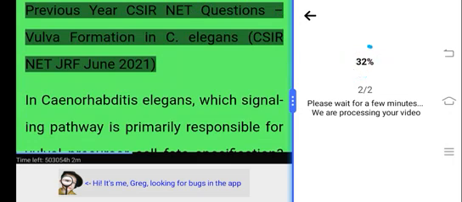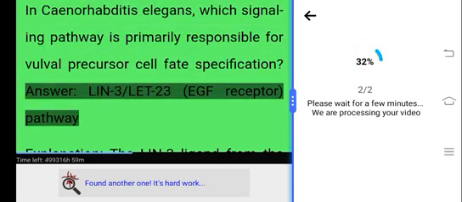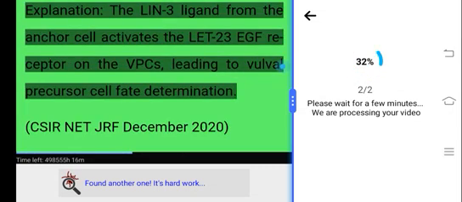Previous year CSIR-NET questions. Vulval formation in C. elegans, CSIR-NET JRF, June 2021. In Caenorhabditis elegans, which signaling pathway is primarily responsible for vulval precursor cell fate specification? Answer: LIN-3/LET-23 EGF receptor pathway. Explanation: the LIN-3 ligand from the anchor cell activates the LET-23 EGF receptor on the VPCs, leading to vulval precursor cell fate determination.